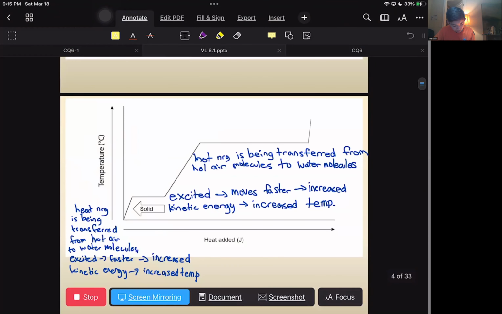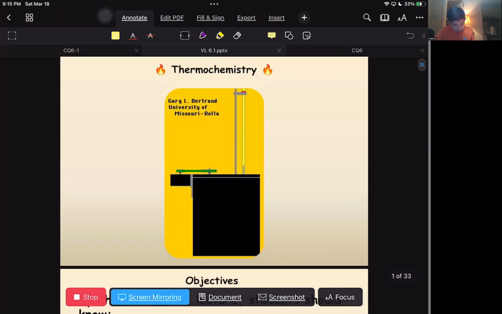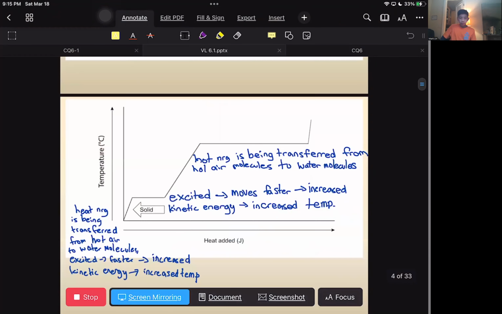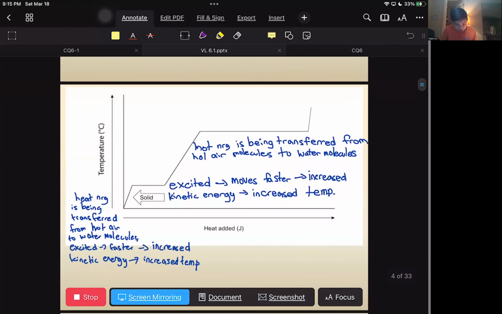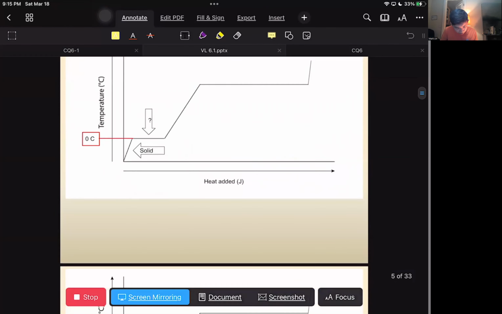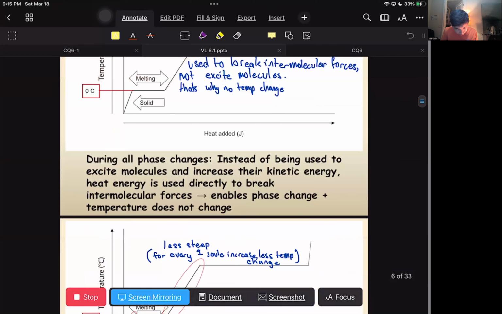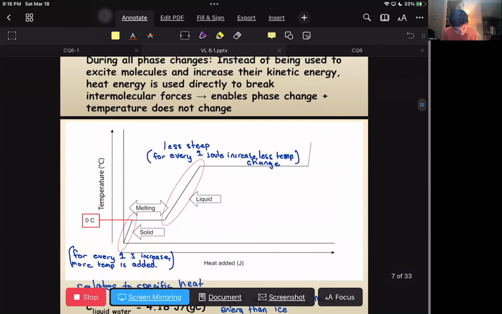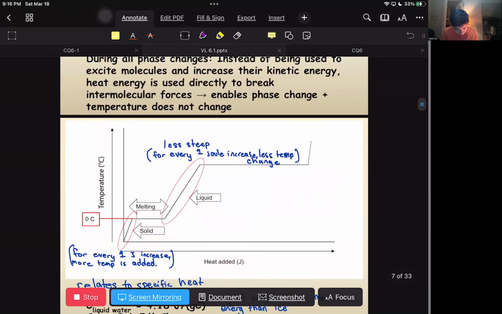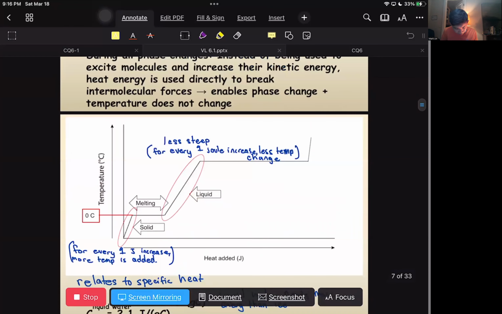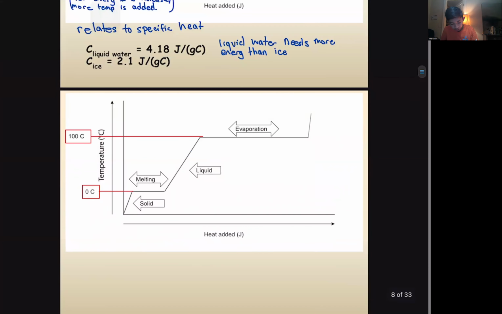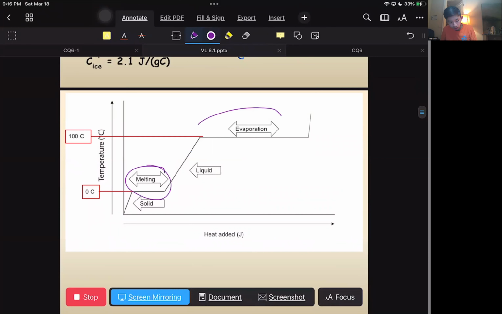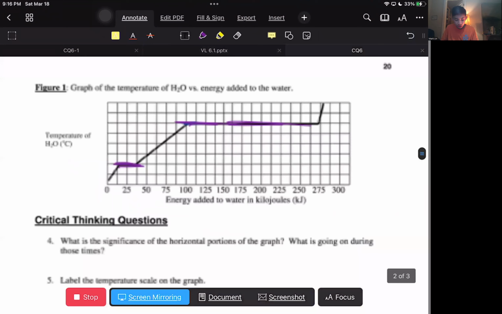So we're dealing with phase changes here. Here are the horizontal parts in the video lecture slides. In these horizontal parts, we have melting and evaporation. In melting and evaporation, they're basically just phase changes.